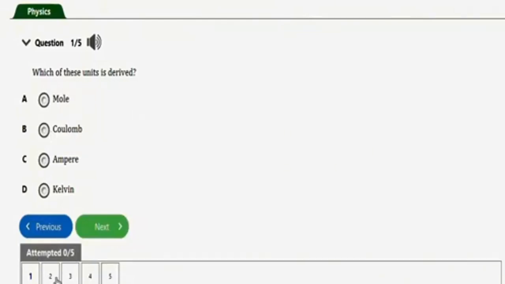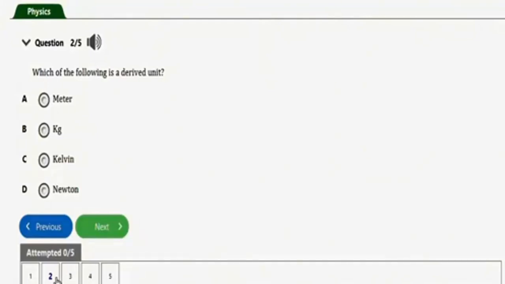The next one will be this. It says, which of the following is a derived unit? We have option A, meter, option B, kilogram, option C, Kelvin, option D, Newton. So for this question, the correct option will be option D, Newton. Newton is the unit of force, which is a derived quantity.